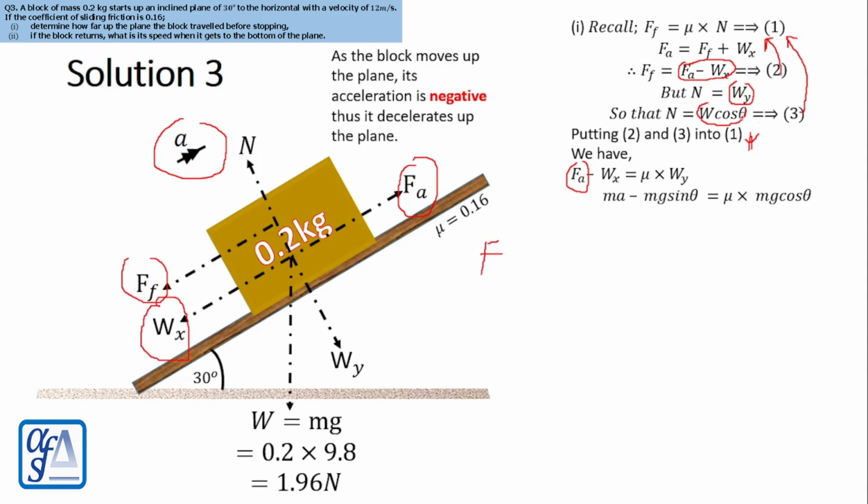So satisfying this condition, I put 2 and 3 into 1. So we have f sub a minus w sub x equals mu times w sub y. So what is f sub a? F sub a equals the mass of the body times the acceleration of the body. That's the force that takes the body up the plane.